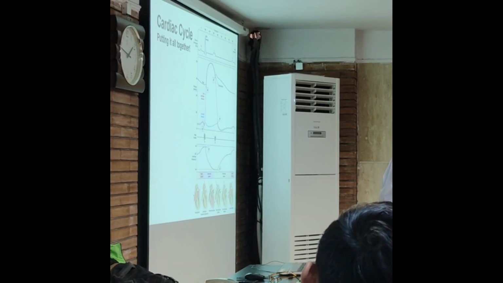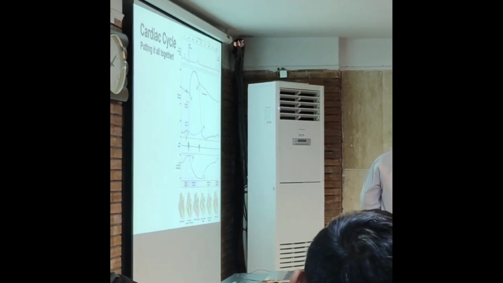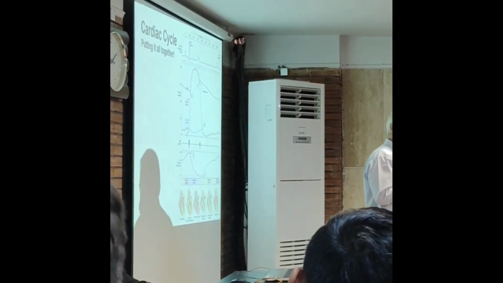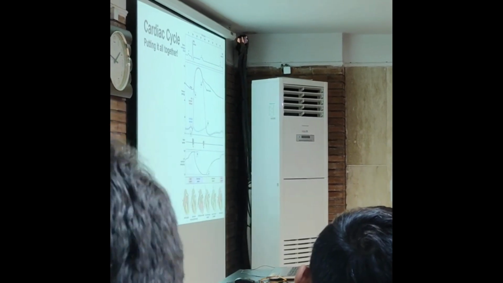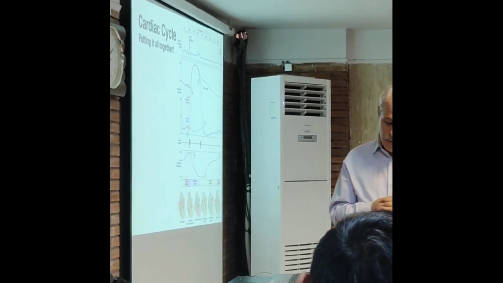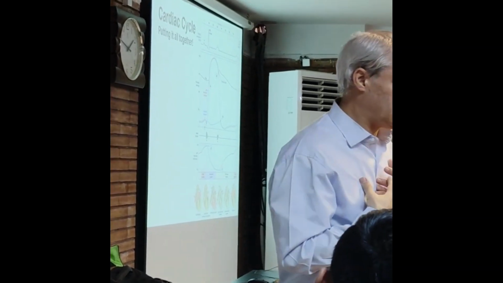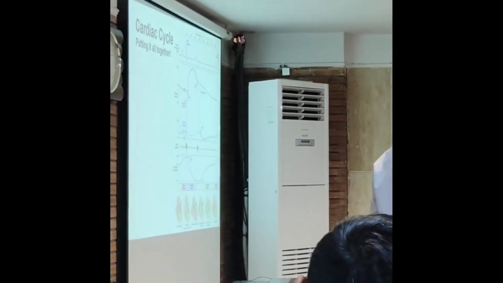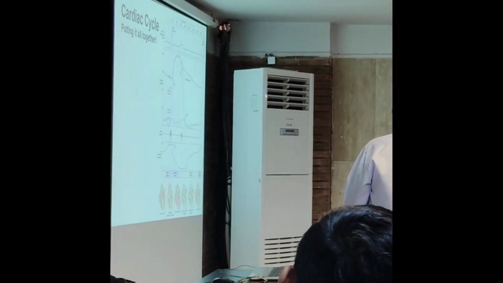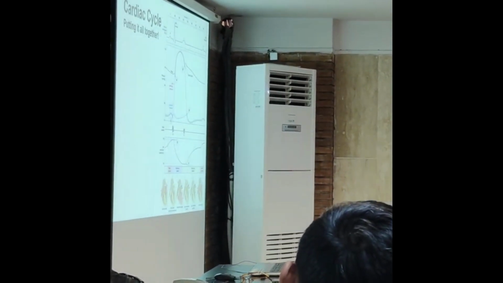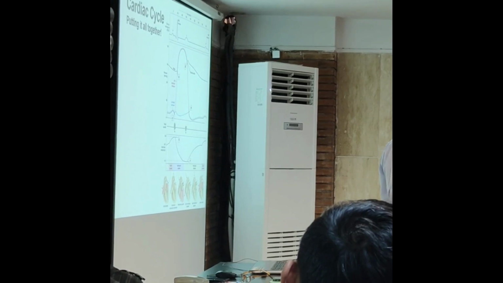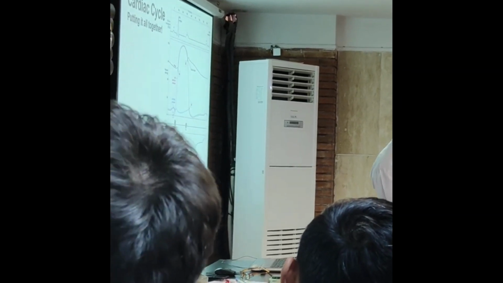During inspiration, see what is happening. During inspiration, especially deep inspiration, we have a negative pressure inside the thorax. When we have a negative pressure, there is a pumping activity in the thorax. So more blood is coming to the right part of the heart.